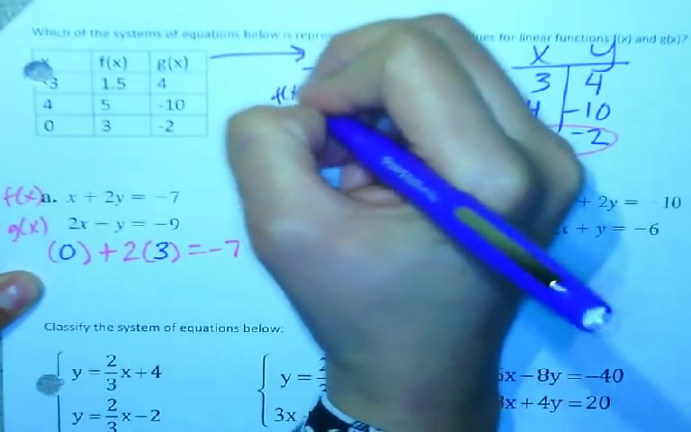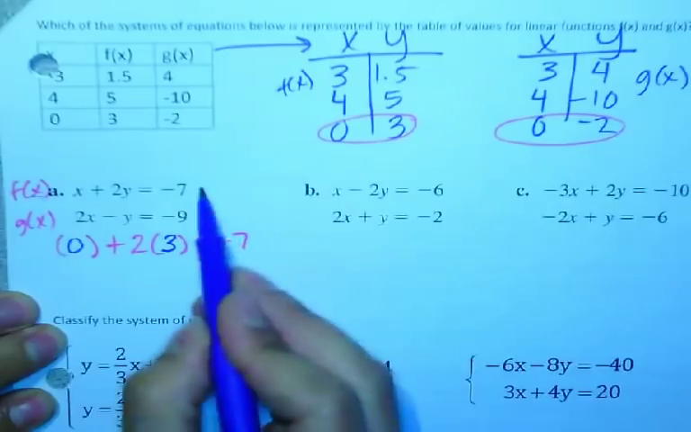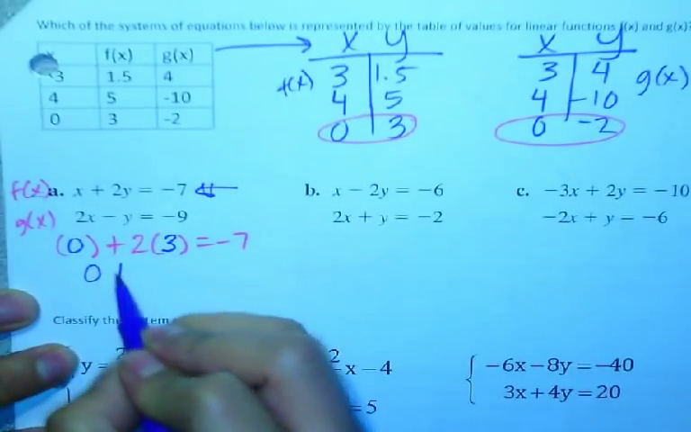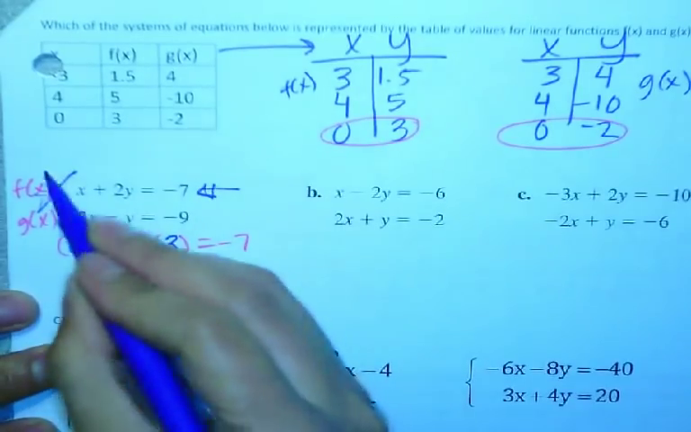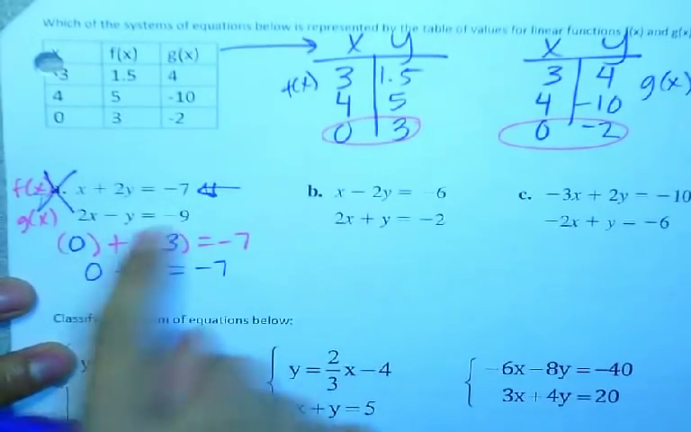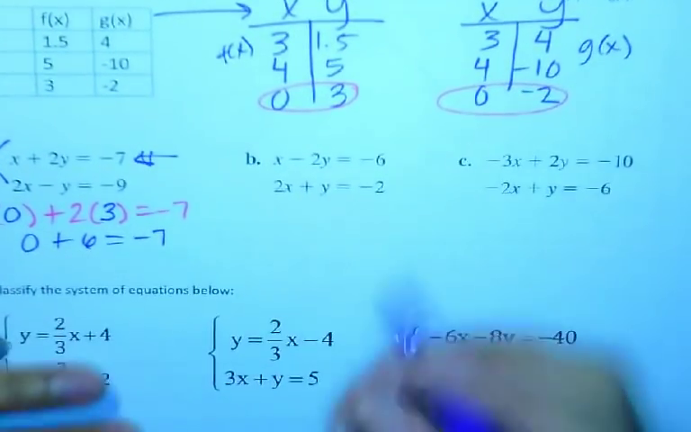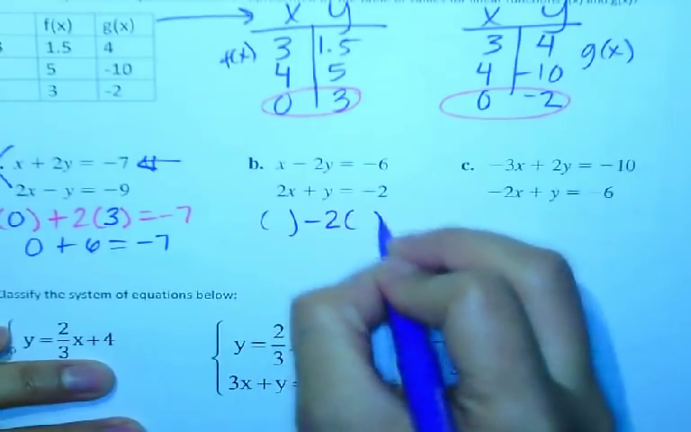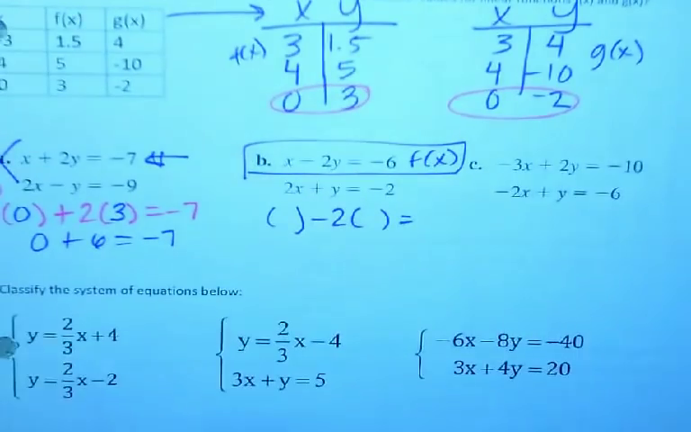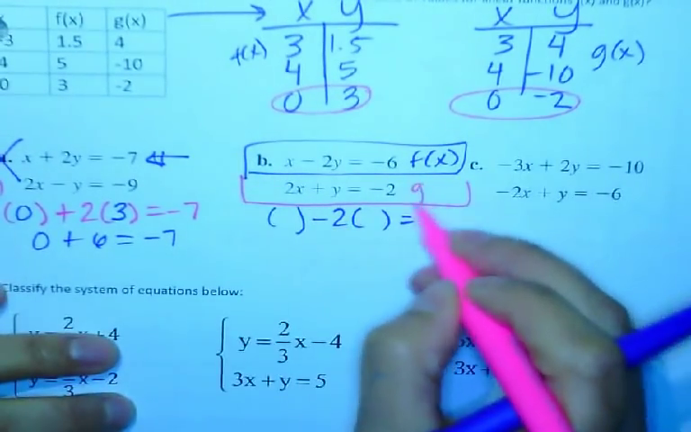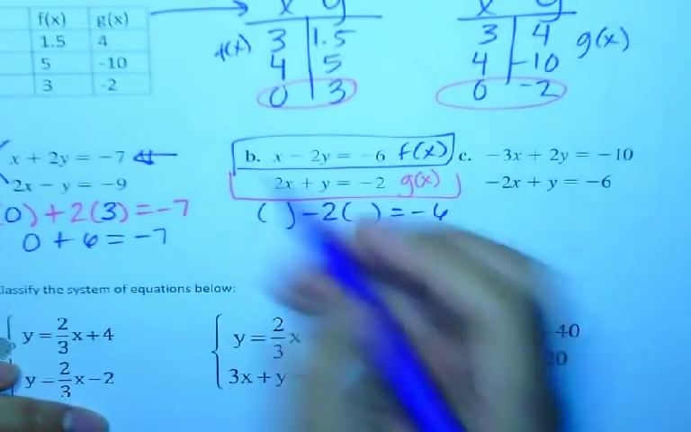This is f of x, and this is g of x. So I'm testing out f of x, this one. 0 plus 6 equals -7. Well, it looks like it's not going to work. So I already know A won't work. I won't even try to figure out this one because this one didn't work already. Letter B. I'm going to do the same process. This is for f of x. Okay, and this would be for g of x. So I'm testing out f of x right now.